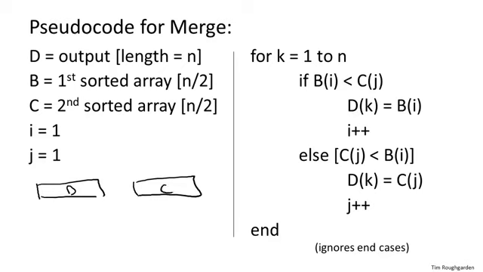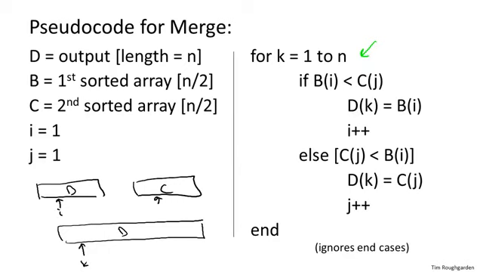And again, the idea is simple. You just take the two sorted subarrays B and C, and then you take the output array D, which you're responsible for populating, and using index k, you're going to traverse the output array D from left to right. That's what this outer for loop here does.